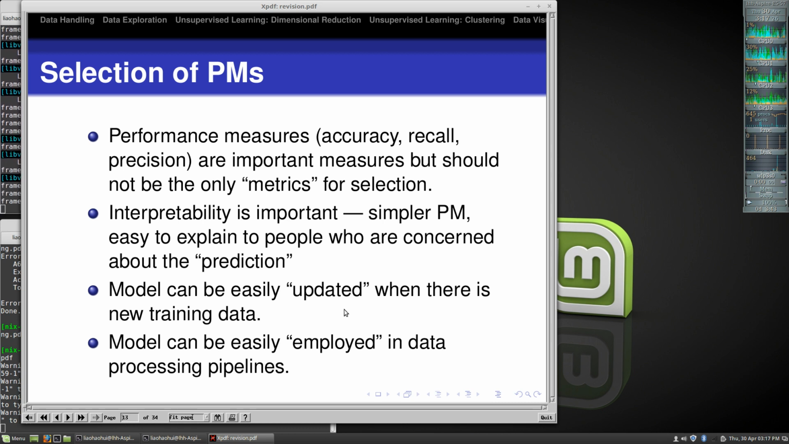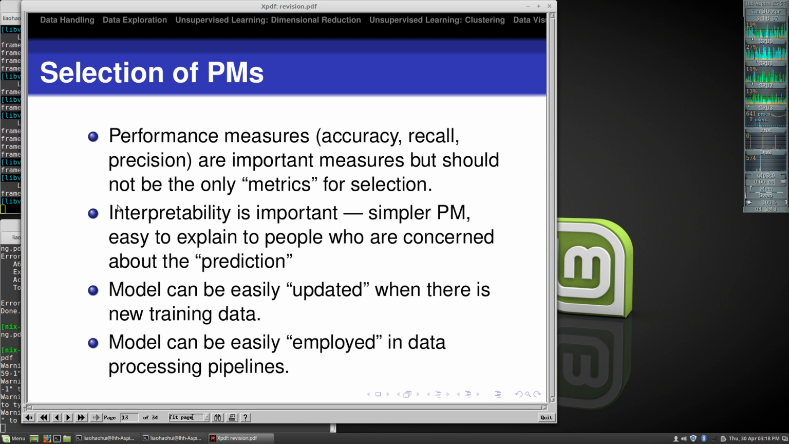So we have models, and we have ways to measure them. After measurement, the next thing we need to do is to select them. We have talked about the performance measurements, and in the assignment, many of you have purely based it on accuracy. Some also include recall and precision to decide what model to choose.